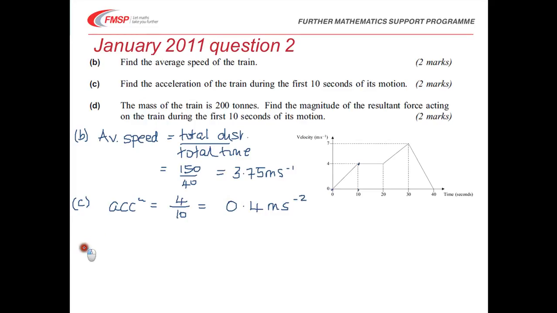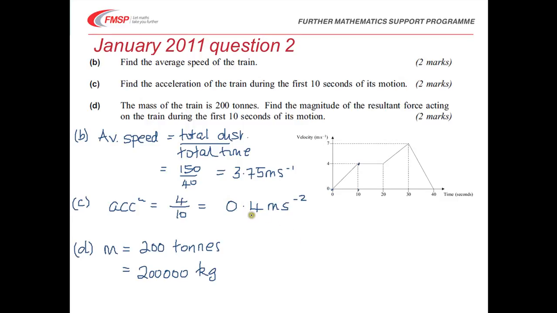And then the last thing, in part D, we're told that the mass of the train is 200 tons. Now we do need to be careful because 200 tons, remember, we need to bring that into kilograms. So that means we're multiplying by 1,000, so that's another 3 noughts. So the mass of our train is 200,000 kilograms, and what we're asked to do is to find the magnitude of the resultant force acting on the train during the first 10 seconds.